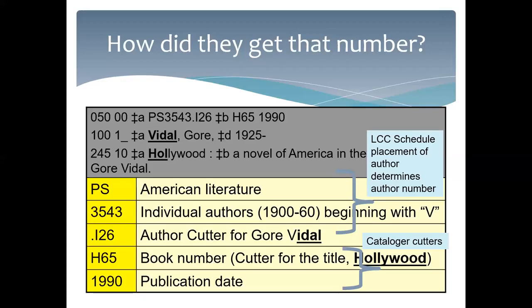And then we would cutter by the title, or what some people call the book number. So the book number is where we're going to cutter for the title. In this case, we would cutter for Hollywood. So we're going to go ahead and go out 2 digits.